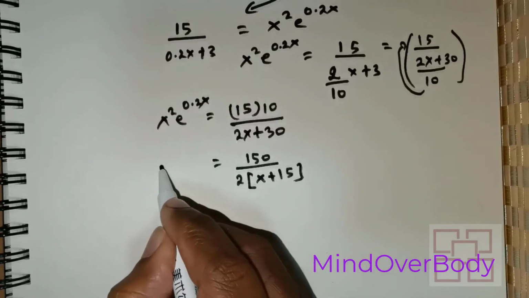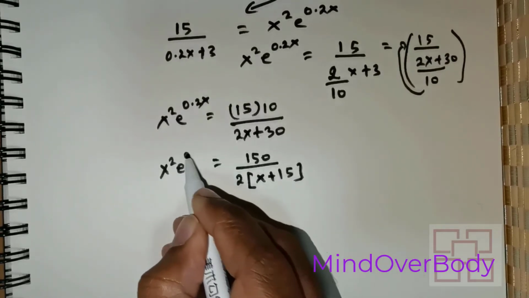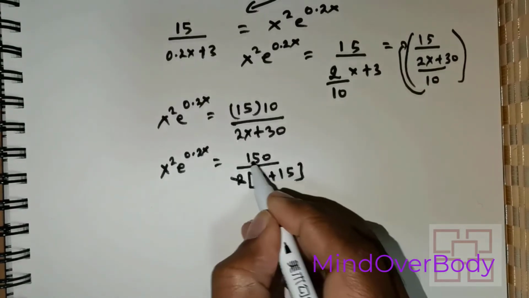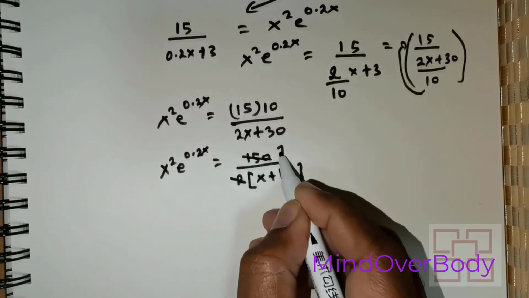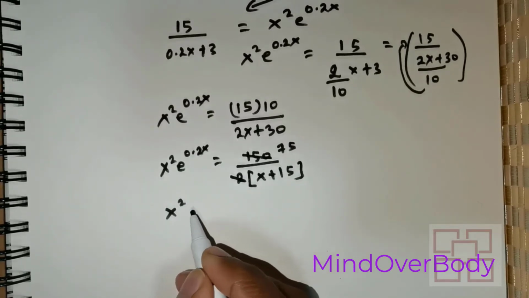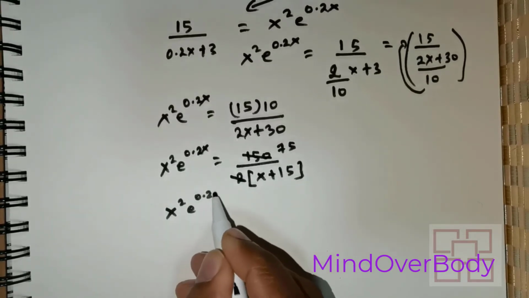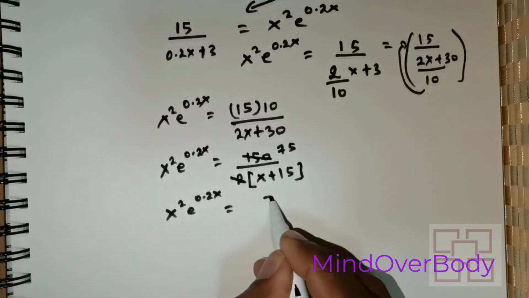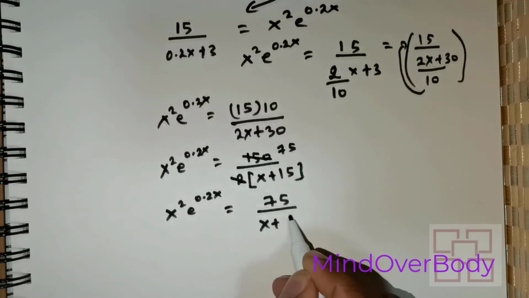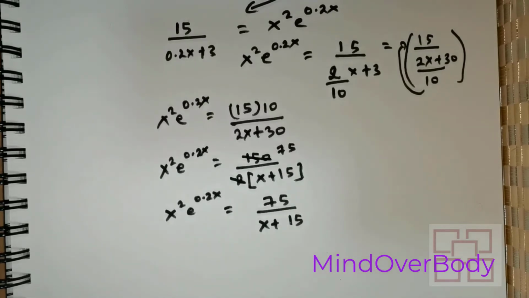On the left I've got x squared e raised to the power 0.2 times x. So now what I can do, I can divide 150 by 2. That would give me 75. So this can be rewritten as x squared times e raised to the power 0.2 times x is equal to 75 divided by x plus 15. So this is what I've got.